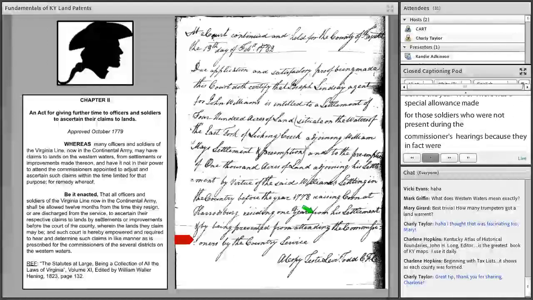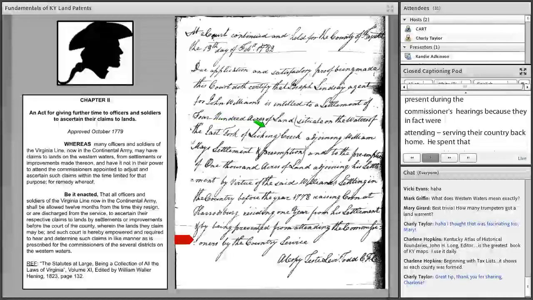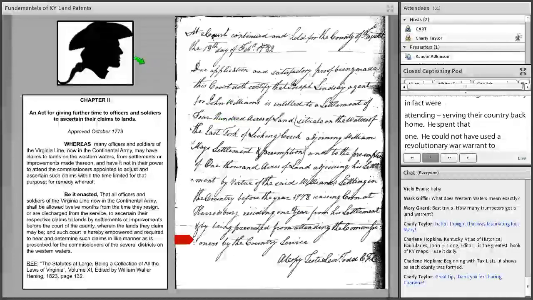So then he spent that one. Now he could not have used a Revolutionary War warrant to patent land on the East Fork of Licking, but this soldier is going to use a certificate of settlement preemption warrant authorization to do the patent.